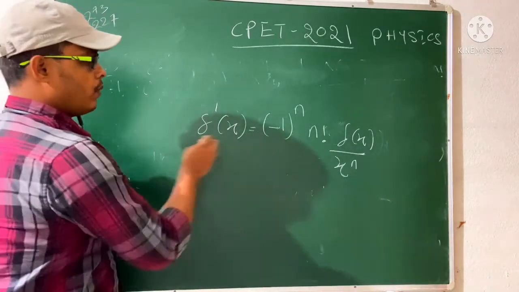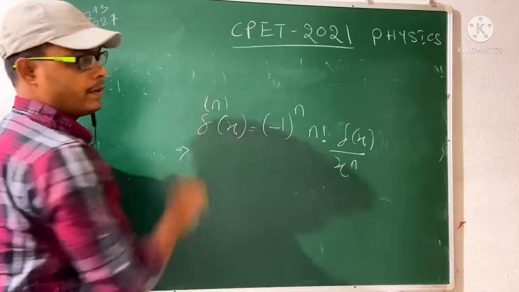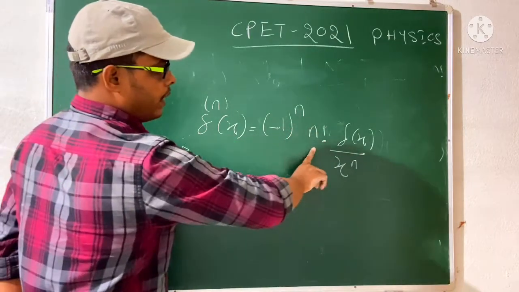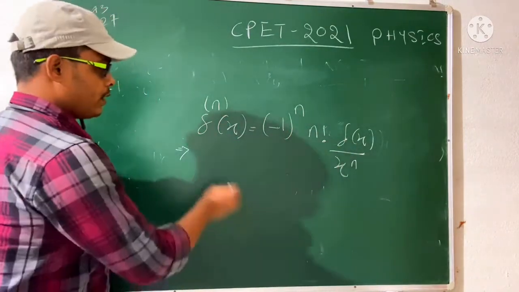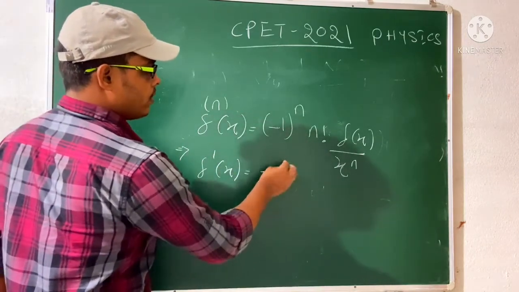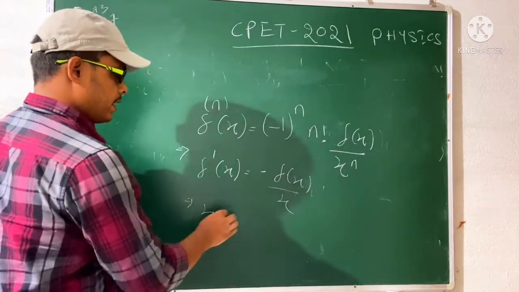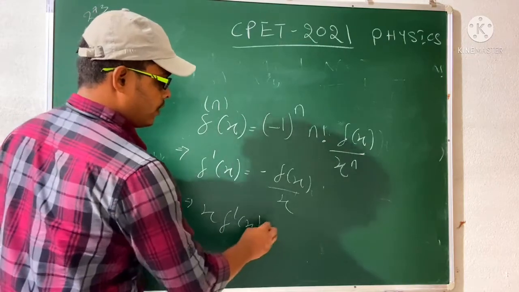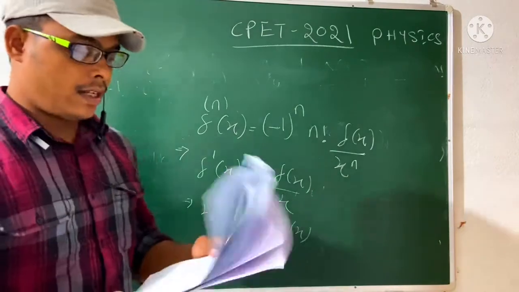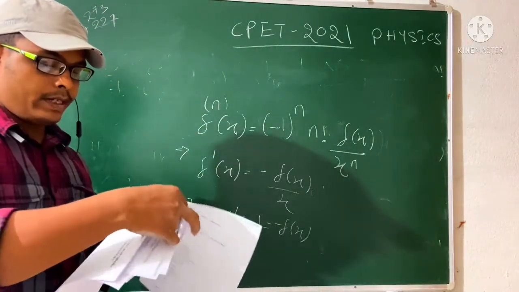Sorry, this is the nth derivative. The nth derivative of the delta function equals minus 1 to the power n into n factorial into δ(x) divided by x to the power n. So what is the first derivative? That is nothing but minus δ(x) by x. This implies that x δ'(x) is nothing but minus δ(x). So now we can get the answer: your answer is option A. Next we will go to question number 17.